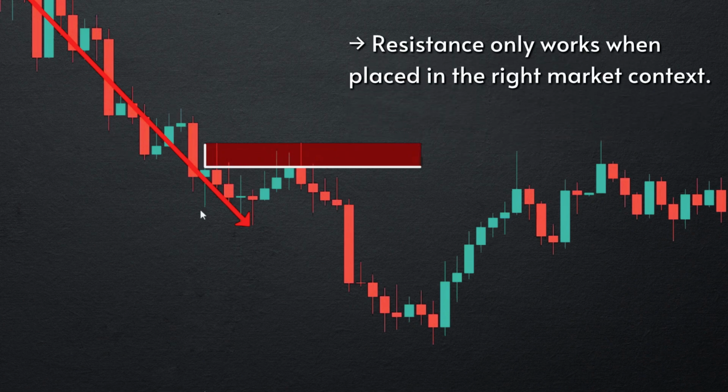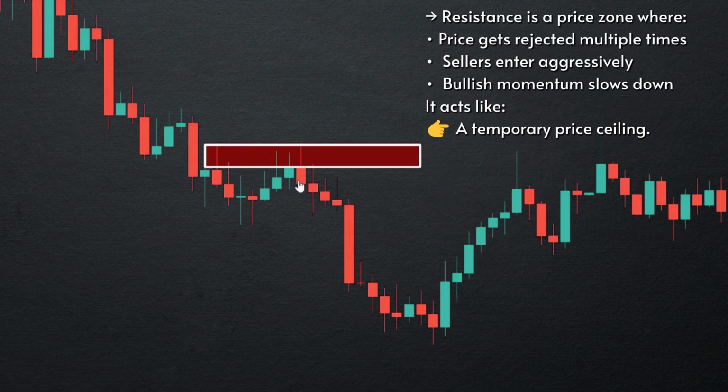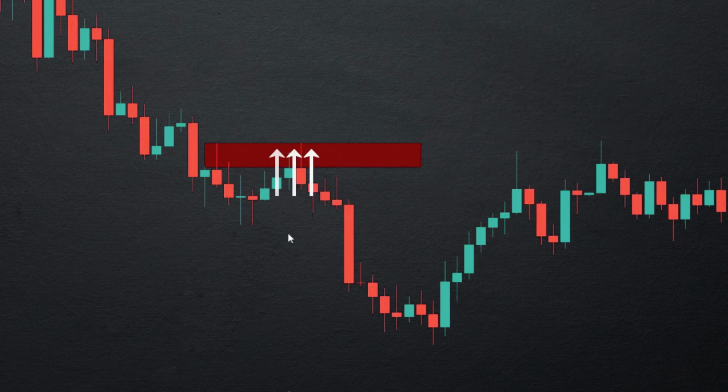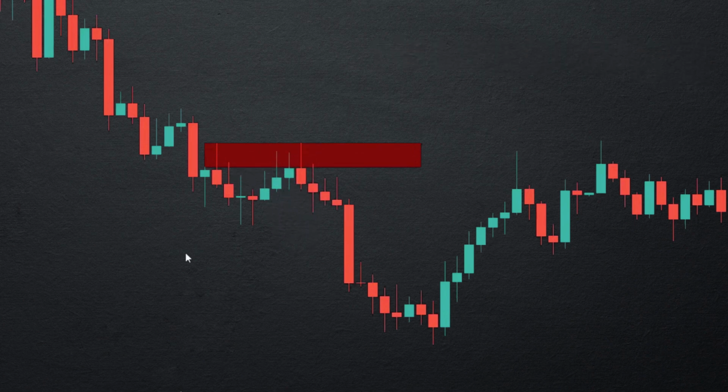Let's simplify this concept a bit. Resistance is really just a historical ceiling. Think back to the past. When the price hit the ceiling previously, the supply of sellers waiting there was so massive that the buyers were just totally crushed. So, when the price returns to this exact same ceiling and prints a shooting star, well, the probability of another reversal happening is incredibly high.